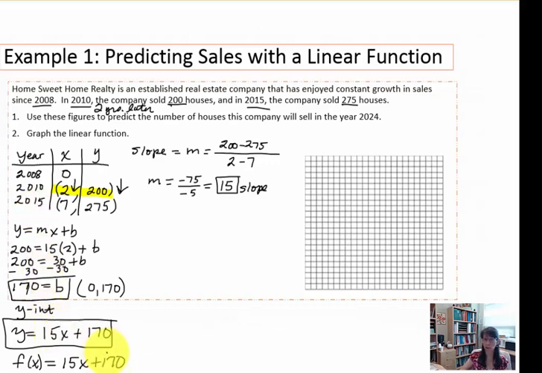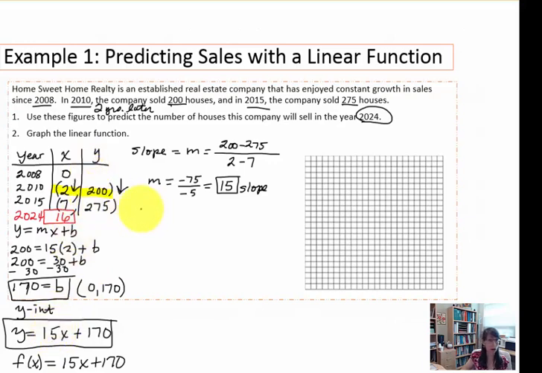Now that we have the linear function, we can go back and answer question number 1. Use these figures to predict the number of houses this company will sell in the year 2024. So the year 2024, I'll add that to the table. How many years after 2008 is that? So just take 2024 minus 2008 and you will get 16. So that's 16 years later. So if we use this x value of 16 into our function, we could answer the first question.